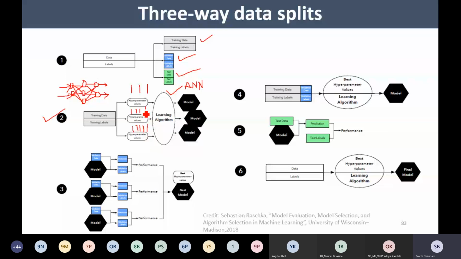Okay, so in various experiments, I'll have different parameters, and based on these different parameters, my learning algorithm is going to learn from my training data, and this learning algorithm will provide me the model. Okay, so if I have three different settings, I'll get three different models.